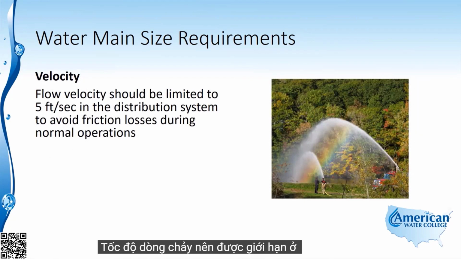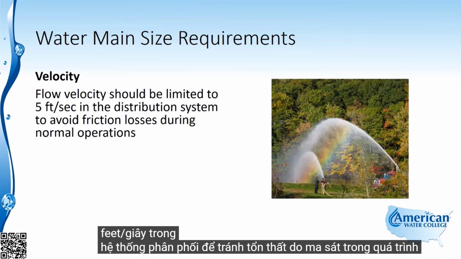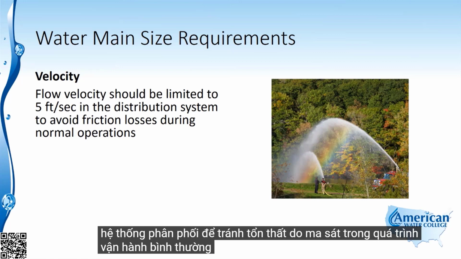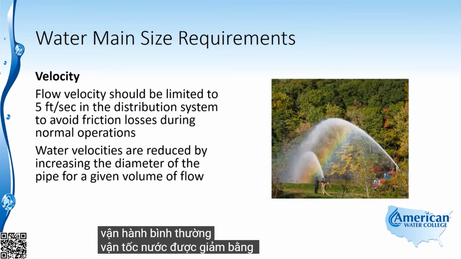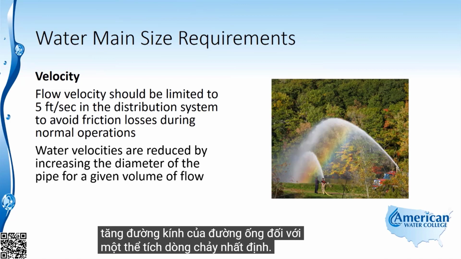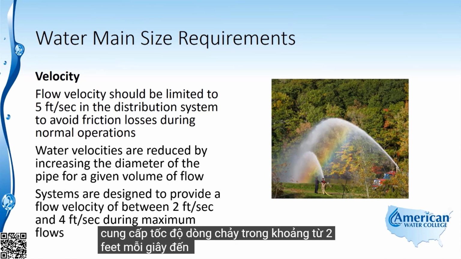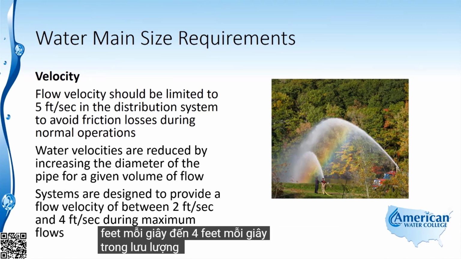Flow velocity should be limited to 5 feet per second in the distribution system to avoid friction losses during normal operations. Water velocities are reduced by increasing the diameter of the pipe for a given volume of flow. Systems are typically designed to provide a flow velocity of between 2 feet per second and 4 feet per second during maximum flows.